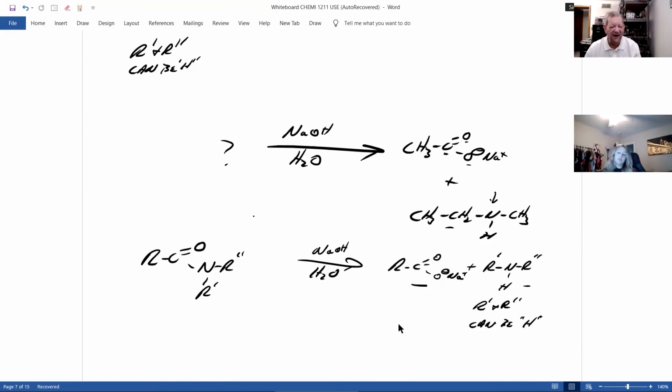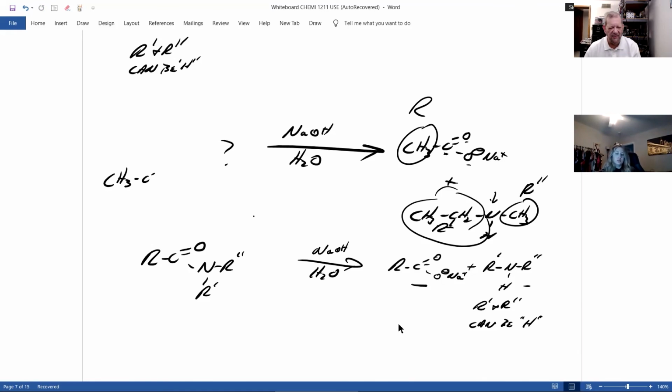All right, so this is R. One of these I can call R prime, the other R double prime, doesn't matter which. So I have R methyl carbonyl nitrogen. One group is ethyl. R prime, R double prime methyl. You can have these reversed, this up here, this down there, that's fine. And that's how you do it. And that's base hydrolysis of an amide.